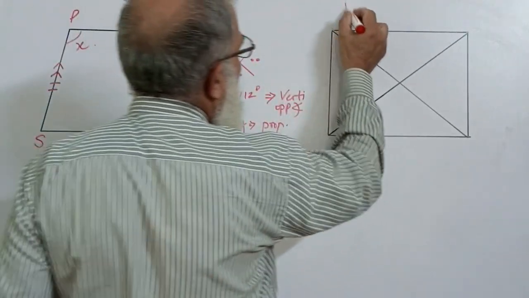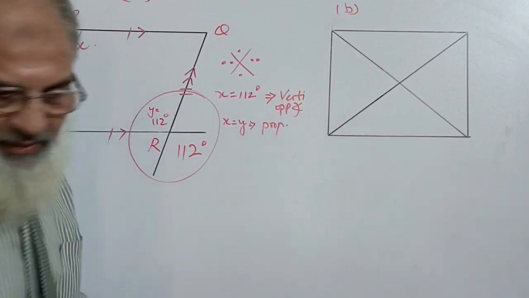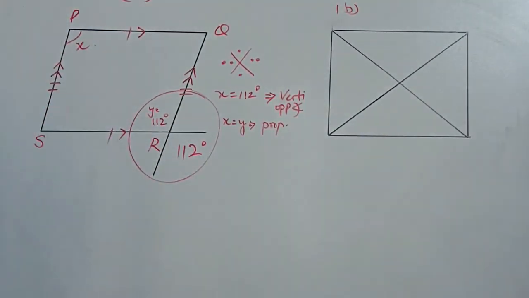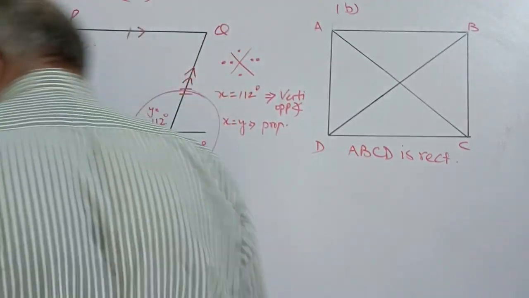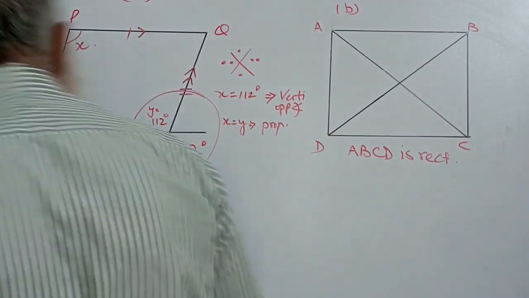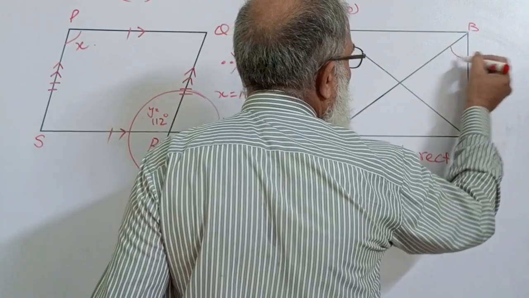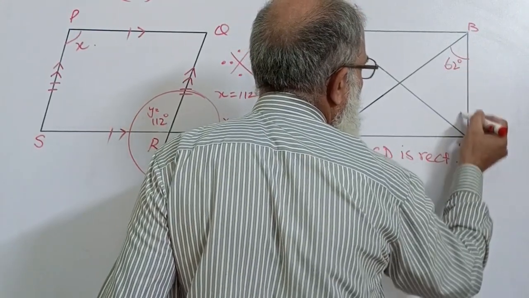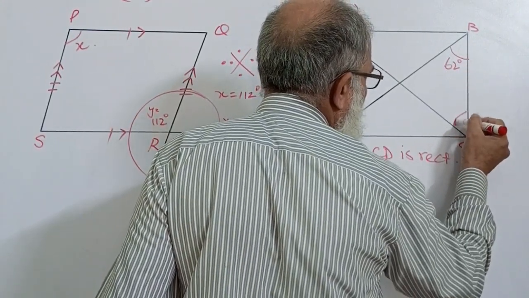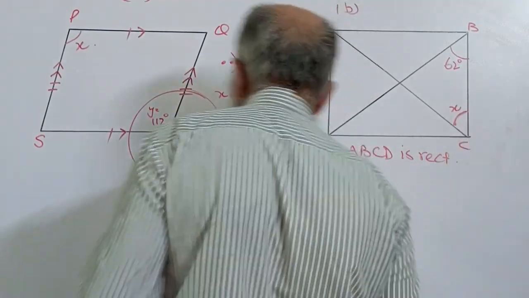Now question number two, part B. Let me find what clues are given. This angle is given, and this is 62 degree, and this angle is asked over here.